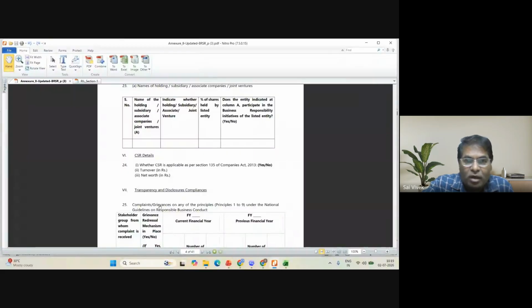The next one is about, so here we mention how much is the turnover, how much the net worth is, and other details are mentioned here in 24.